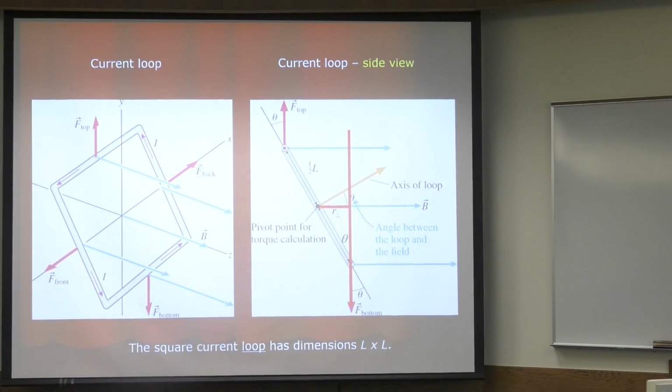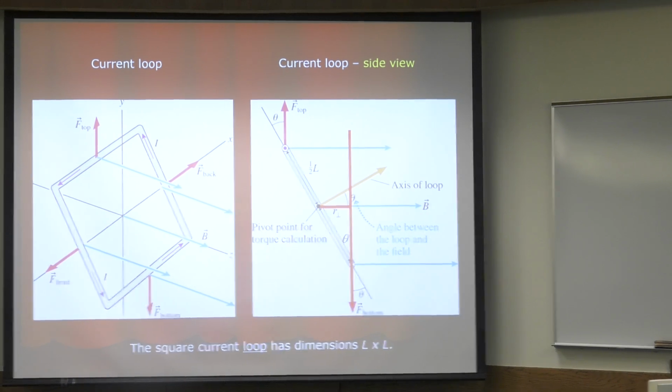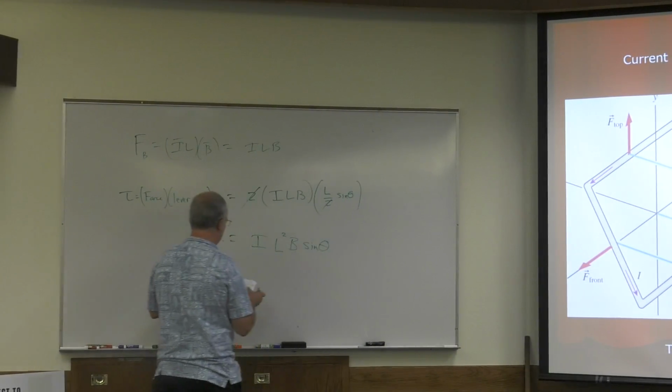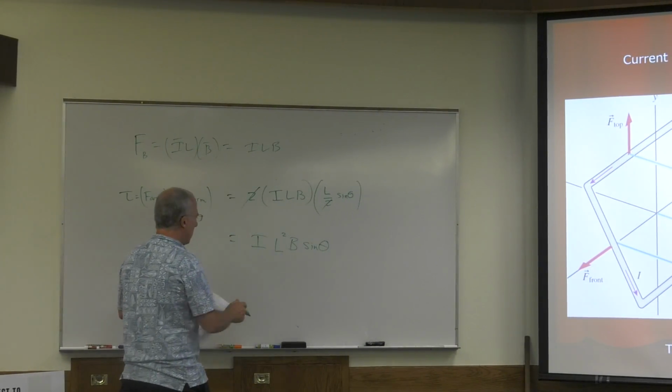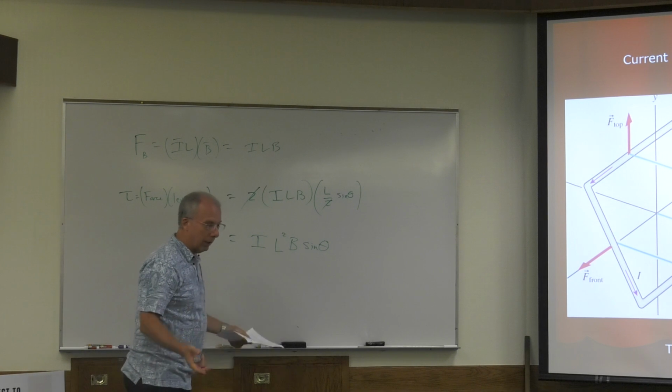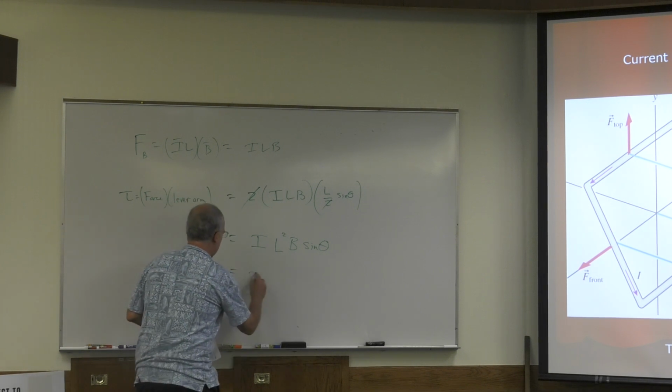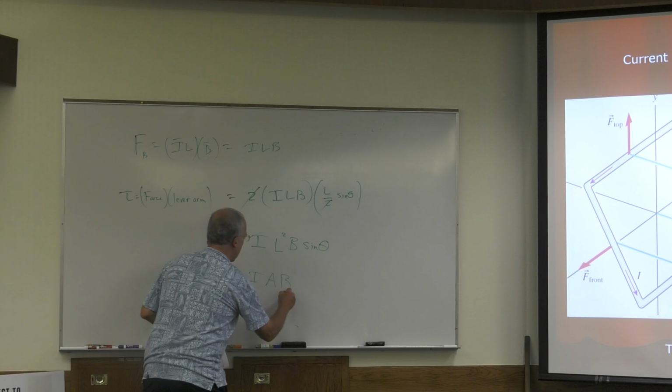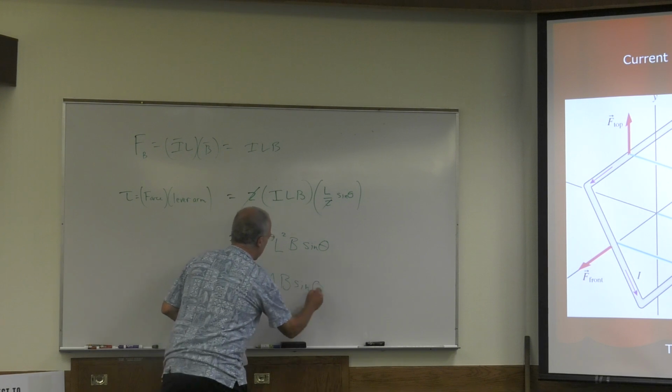So the lever arm is L over 2 sine theta. This 2 kills that 2. I have L times L, so I have L squared. So I have I L squared B sine theta, right? But what's L squared? It's the area of the loop. So I can just write I A B sine theta.